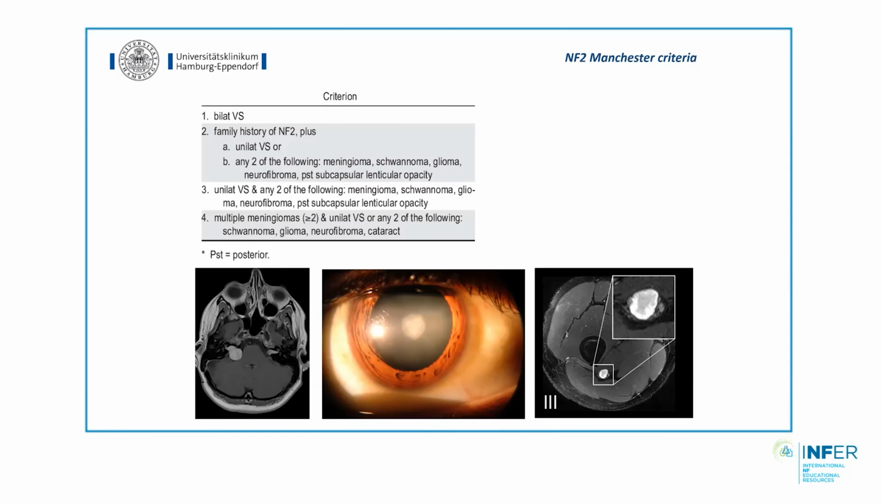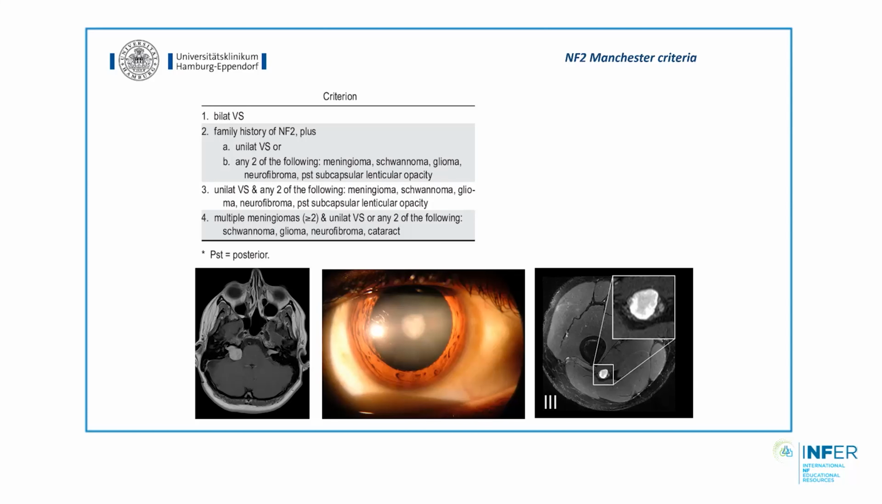So to recapitulate this quickly, here are the Manchester criteria for NF2. Hallmark are the bilateral vestibular schwannomas, but you will also find subcapsular cataract, meningiomas and peripheral schwannomas in NF2. Another criterion, of course, is the family history of NF2. But you might have realized that the genetic testing is not part of the diagnostic criteria, so the diagnosis was made clinically with genetics confirming the suspicion.